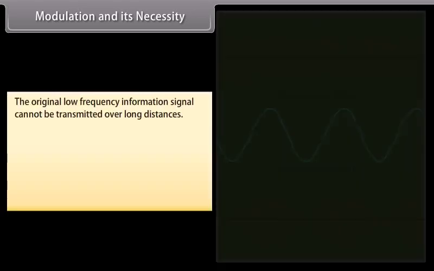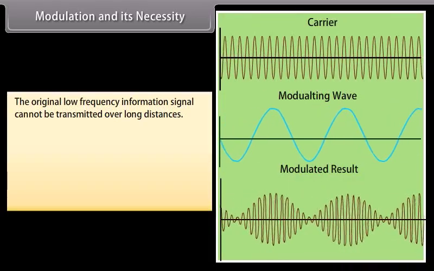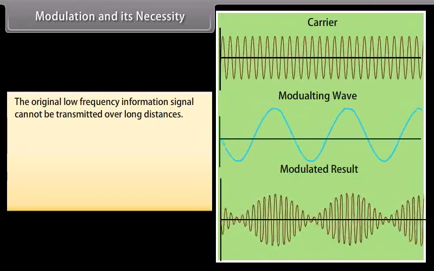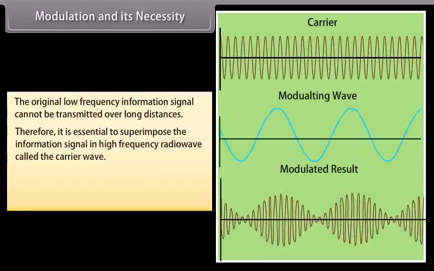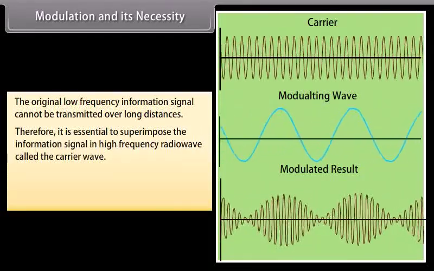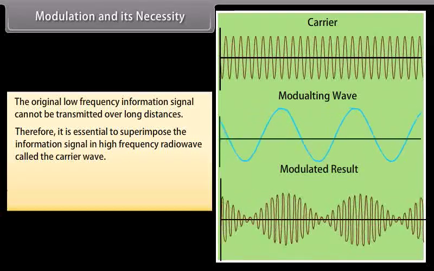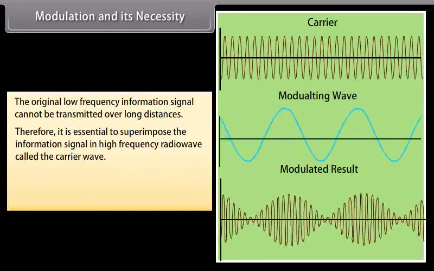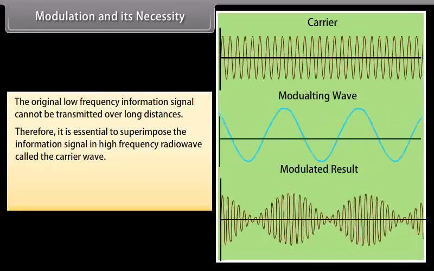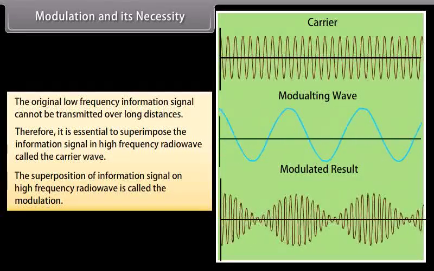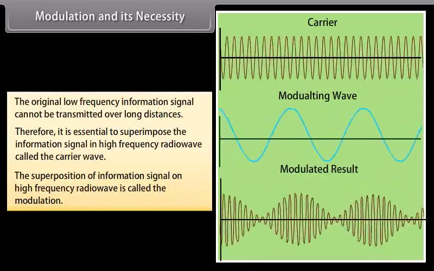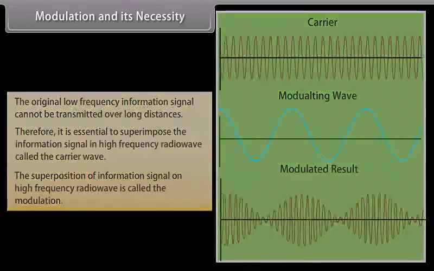Modulation and its necessity. The original low-frequency information signal cannot be transmitted over long distances. Therefore, it is essential to superimpose the information signal on a high-frequency radio wave called the carrier wave. The superposition of an information signal on a high-frequency radio wave is called modulation.